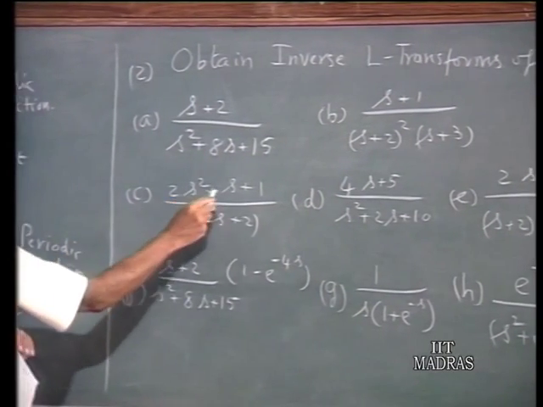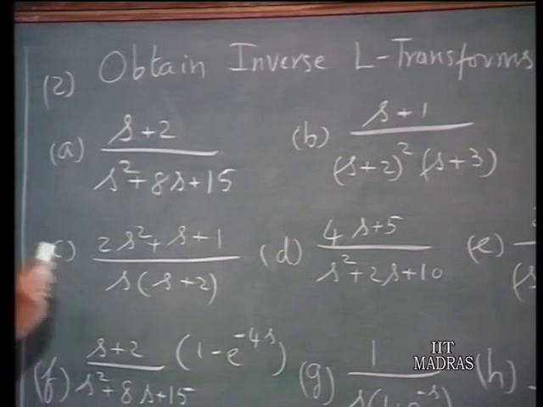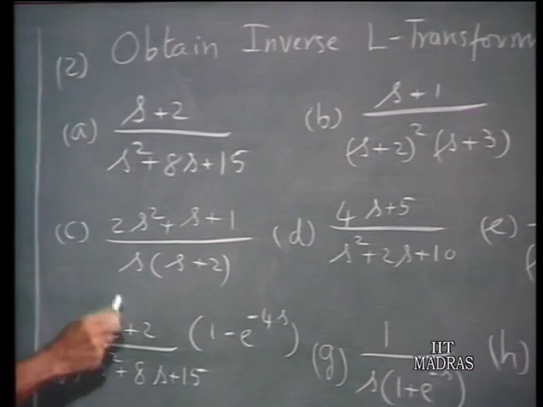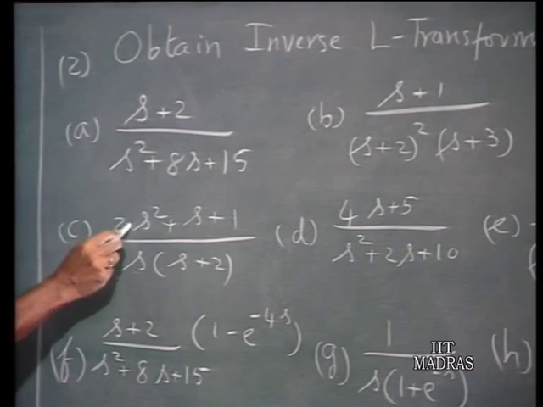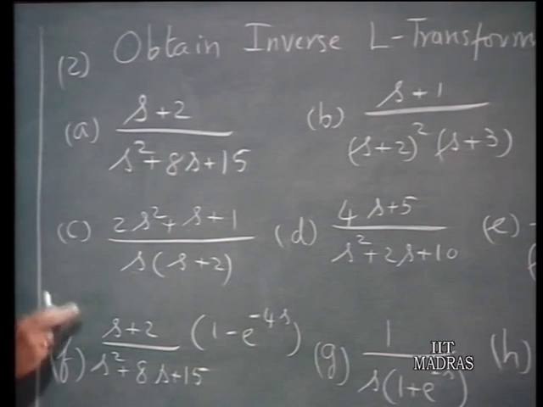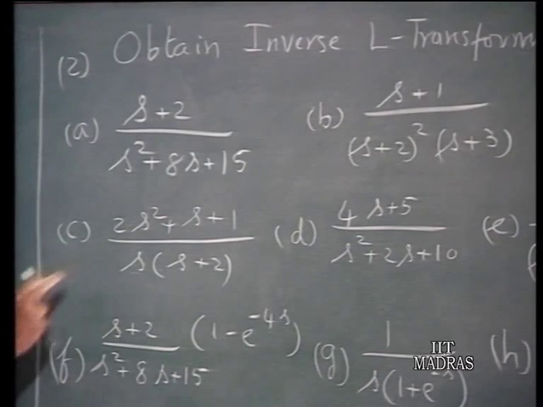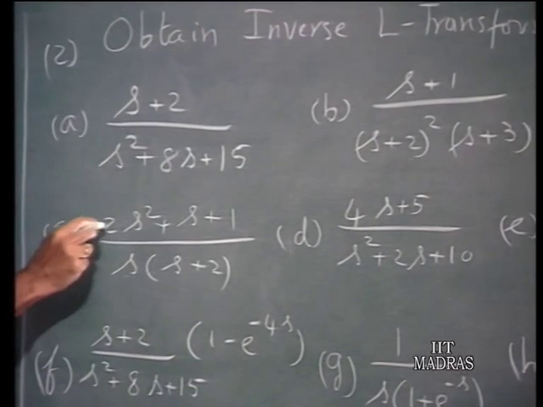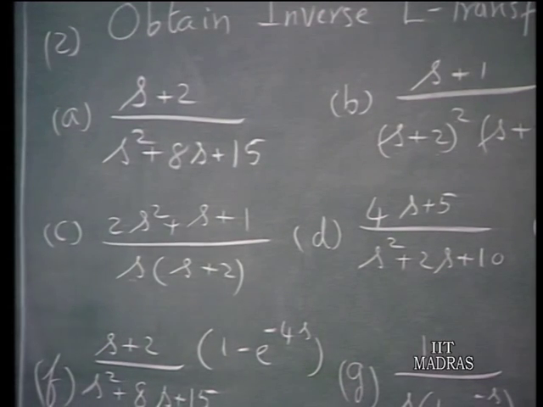(c) 2s squared plus s plus 1 over s times (s plus 2). You observe here that the numerator has the same degree as the denominator. Therefore, apart from the factor which corresponds to k1 over s plus k2 over s plus 2, you also have a constant term 2, which is the ratio of the two leading coefficients. So 2 plus some k1 over s plus k2 over s plus 2 is the partial fraction expansion of this. So corresponding to the 2, the inverse Laplace transform will be 2 delta t. So whenever the numerator degree happens to be the same as the denominator degree, you have a constant term in the partial fraction expansion and in the inverse Laplace transform you have a delta function.